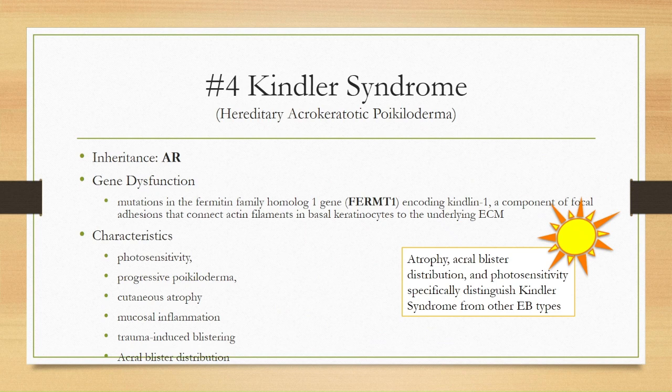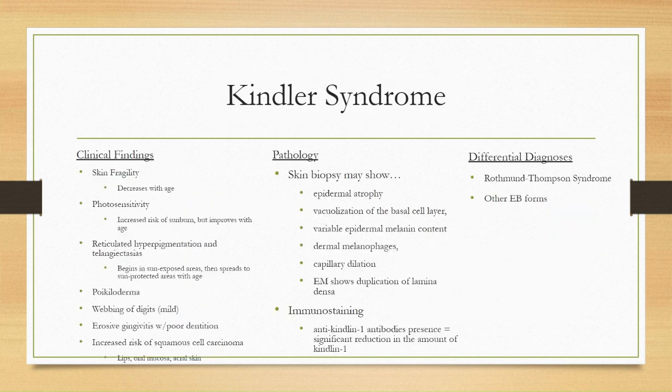The atrophy, acral blister distribution, and the photosensitivity are all the clues to give you Kindler syndrome. Because, right, if you think about it, nothing else really causes a photosensitivity. Acral blisters can be found in some of the other ones mildly, you know, depending on which EB you're looking at. But usually you don't see the acral blisters and atrophy paired together, and then the photosensitivity is another good giveaway. You're going to have increased skin fragility that decreases with age. You're going to have increased risk of sunburn, but improves with age as well. You're going to have a reticulated hyperpigmentation and telangiectasias, and that usually happens in the sun-exposed areas as well.